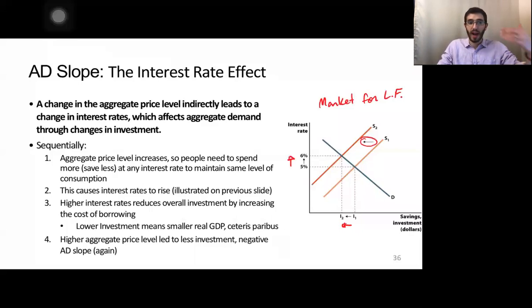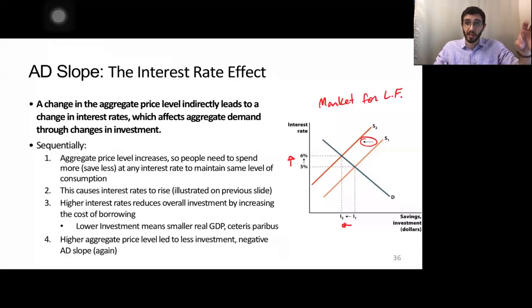This rise in interest rates leads to lower investment, and as you know, investment is part of the GDP equation, which is part of the aggregate demand equation. So now we know that because of the interest rate effect, given that the aggregate price level goes up, we tend to have less investment in the economy because of the higher interest rate we can expect. If that's the case, we know that aggregate demand would lead to lower levels of demand at that point.